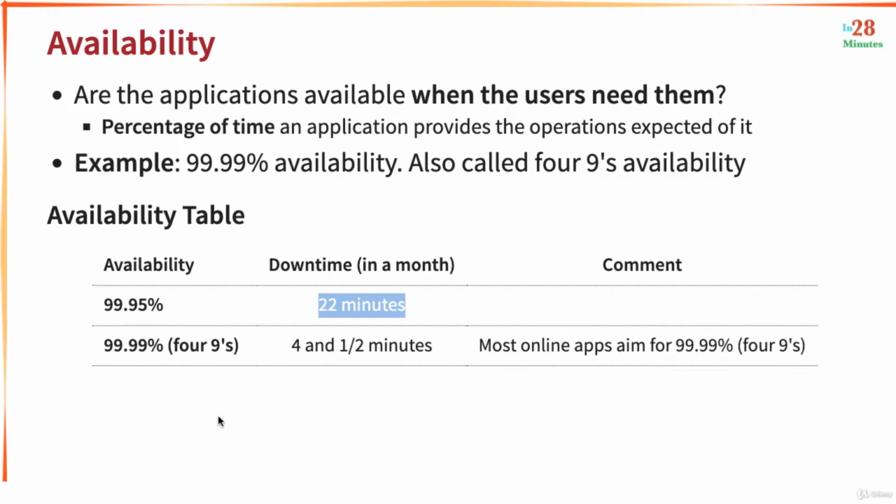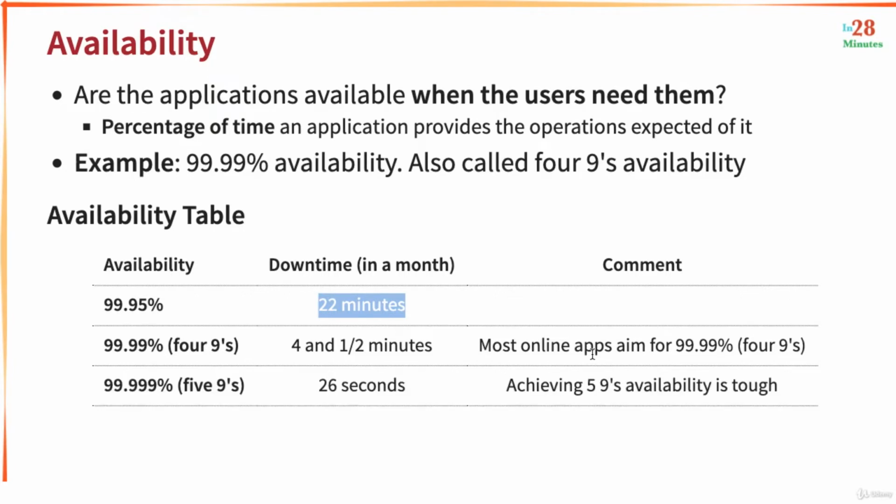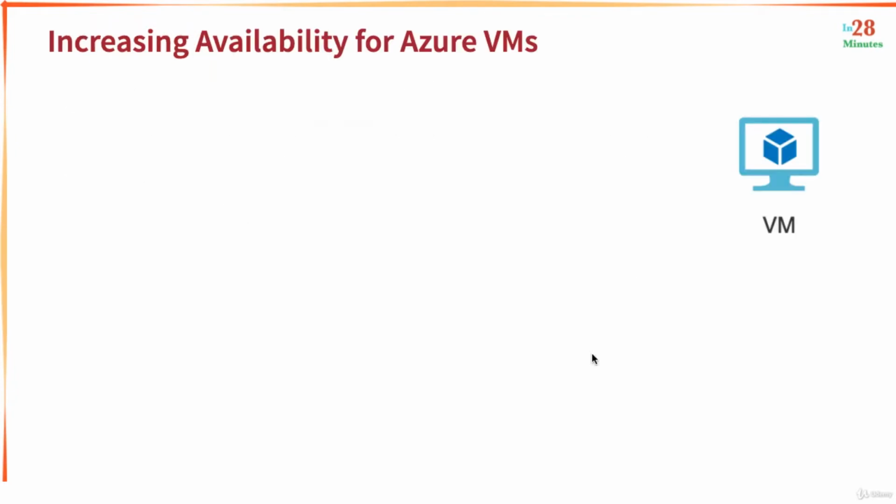Achieving 4 nines availability is tough, but that's what most online applications aim for. If you'd want 5 nines availability, that means 26 seconds of downtime in a month. This is really tough. With this in context, let's now look at the availability for your Azure virtual machines.